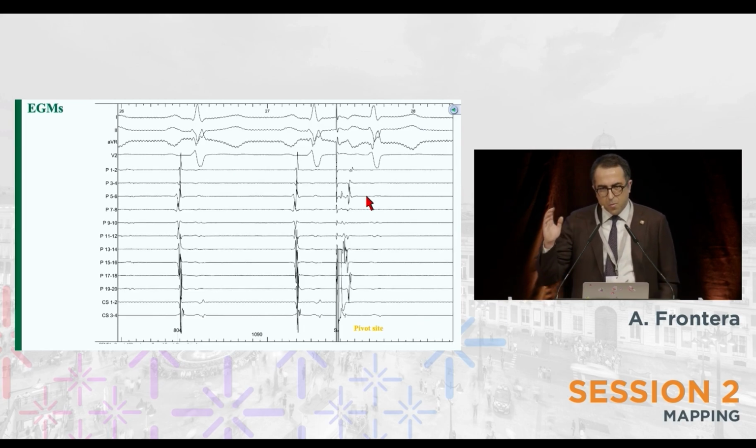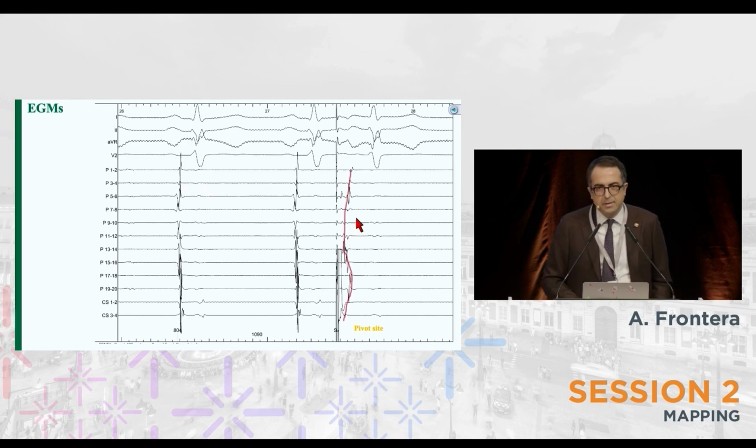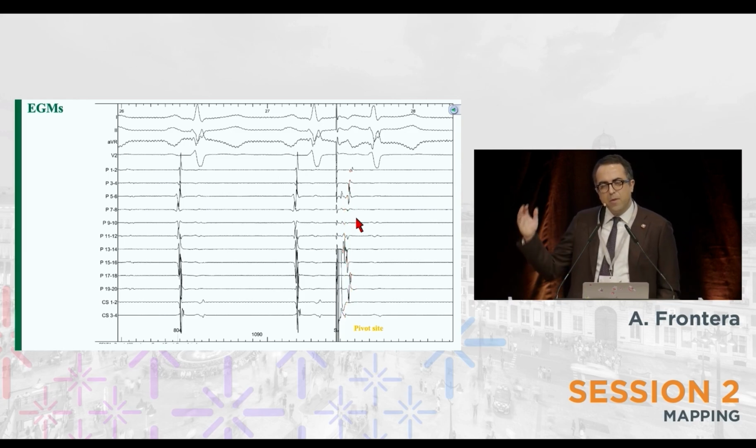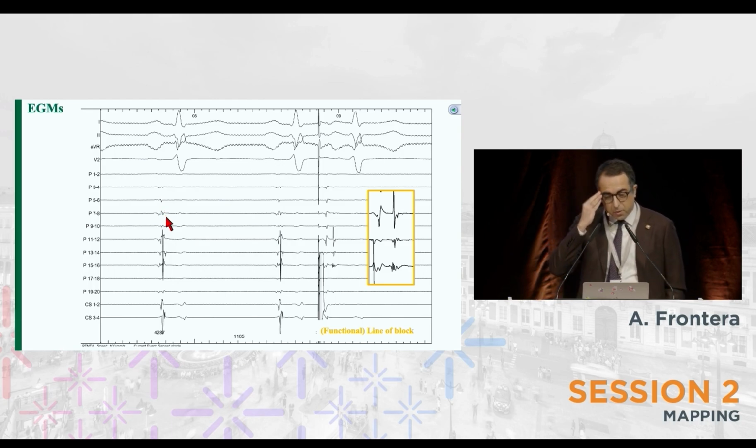When I move from this side to another side, you see the EGM looks pretty similar to the previous one, but look what happens here. This is an S-type response, as I call it in my lab. So basically, the wavefront is trying to turn around something, so it's a pivot site. And now I'm moving to another place, you can tell by the sinus rhythm at the end of the P wave, maybe we are at the posterior wall.